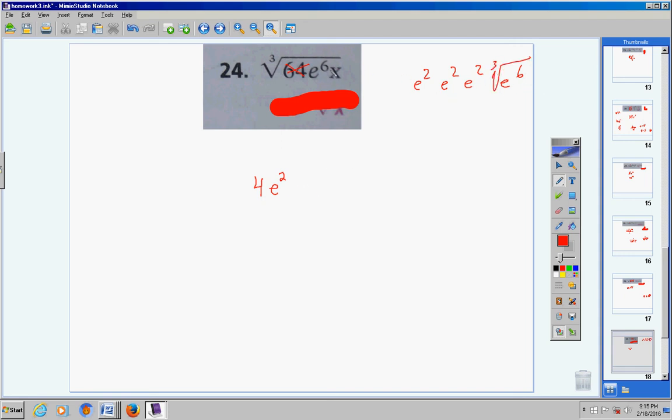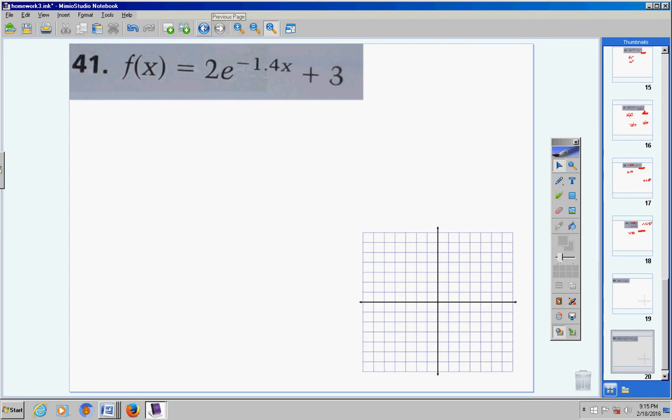Another way to look at it is take your exponent and divide it by your index. 6 divided by 3 is 2. And then we cannot take the cube root of x, so we leave that alone. And there's your answer. I really, really hope you guys are getting this. Watch these again if you need to. Make sure you're getting these, okay? Alright, let's graph 2 of these and we're finished, okay?